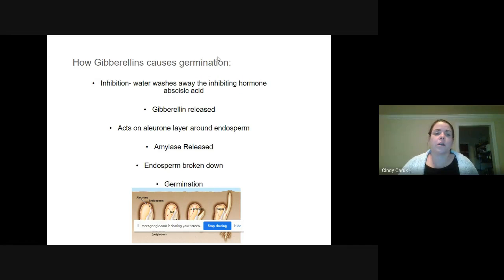And this is gibberellins, that hormone that's important for germination. So remember, water washes away the abscisic acid hormone, which inhibits germination. Then gibberellin is released, and that's going to act on this outer layer and cause a release of an amylase. That's an enzyme that will break down the endosperm, and that will provide the food for the embryo to start to germinate. That's why you water your seeds after you plant them.